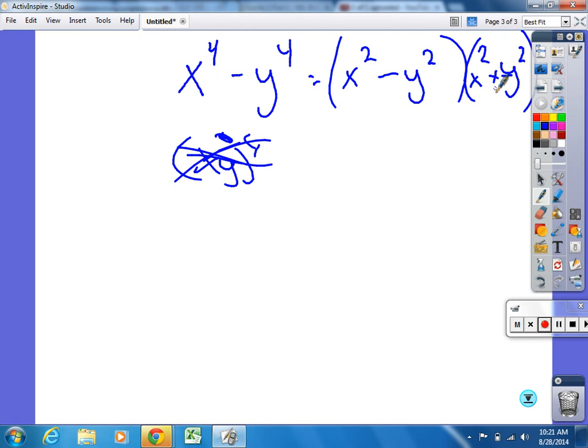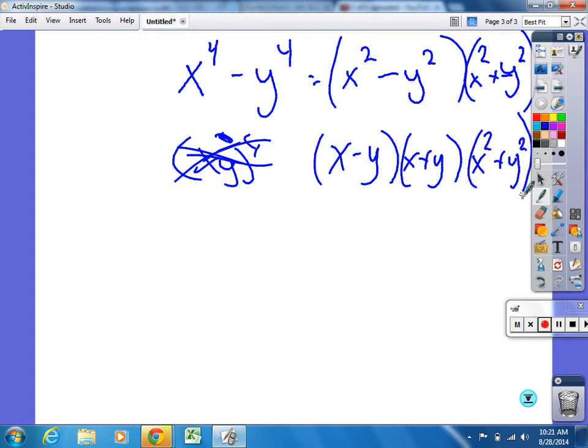Okay. Am I completely simplified? Factor. Did I factor this guy? No. That's a sum of squares. You cannot factor a sum of squares. Well, you can, but they're imaginary. Can I factor him? What's this guy? Another difference of squares. That would be completely factored.